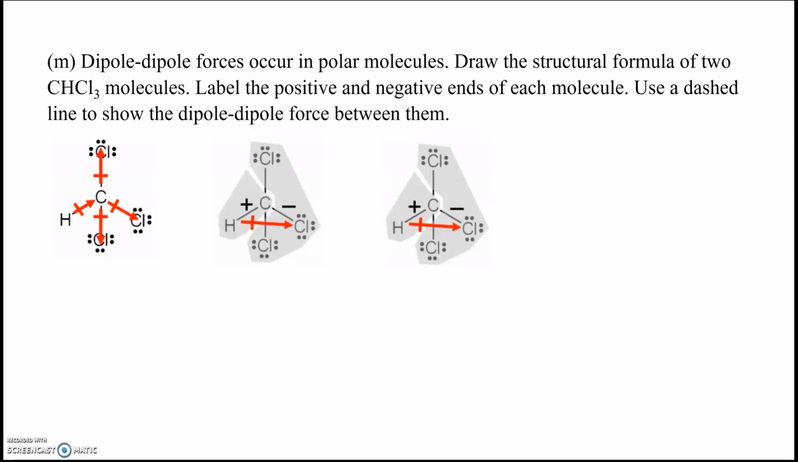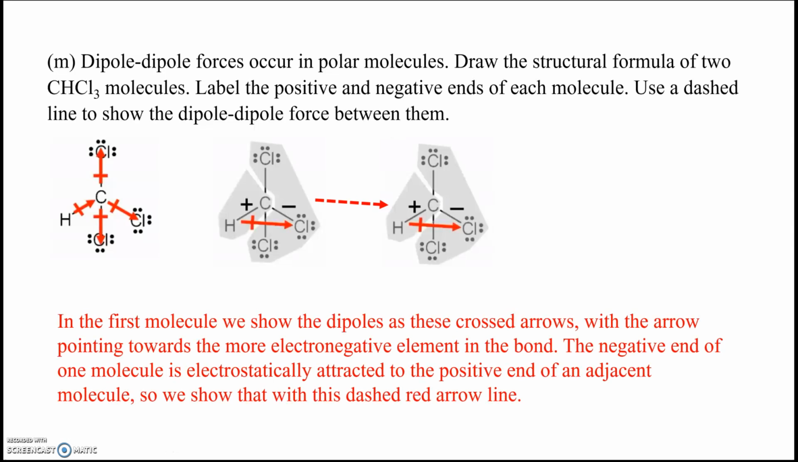So when I draw both of these 2 molecules together, I can see that the negative side of the molecule, the gray region on the left, is attracted to the positive side of the one on the right. Okay? So this is a dipole-dipole attraction. These are not induced dipoles. These are permanent dipoles that exist in this molecule, and the positive side of one is attracted to the negative side of the other.